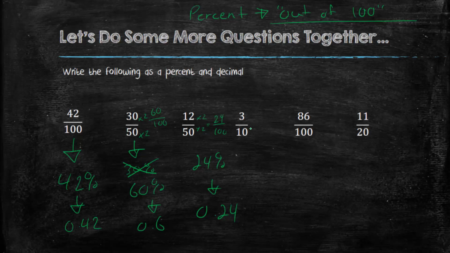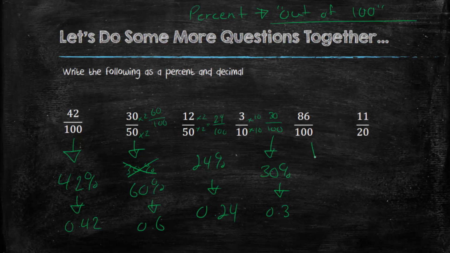3 out of 10. Again, not out of 100. We need to make this 100. So 10 times 10 makes it 100. What we do to the bottom, we got to do the top. So this becomes 30 out of 100. So 30% and 0.3.